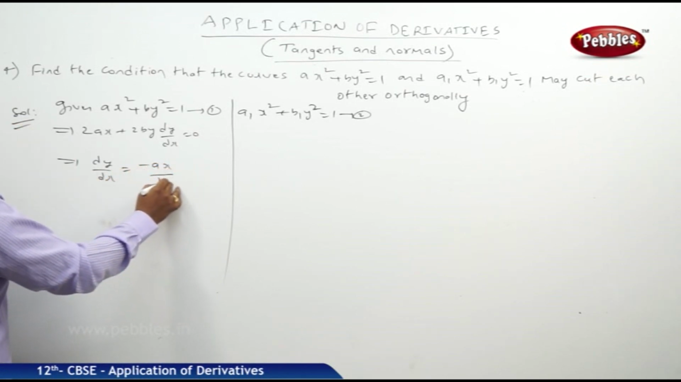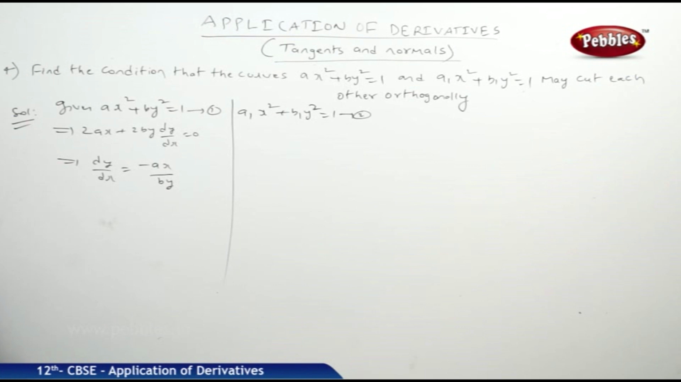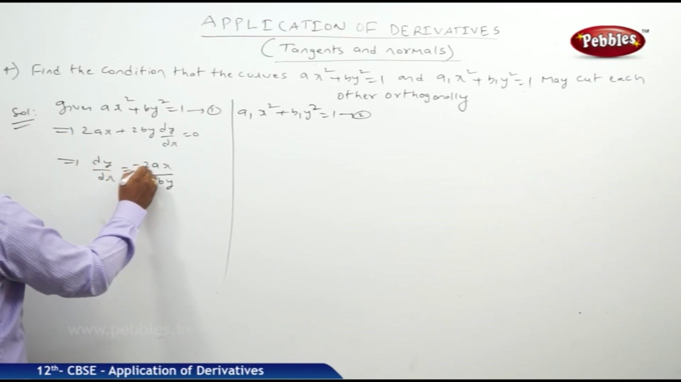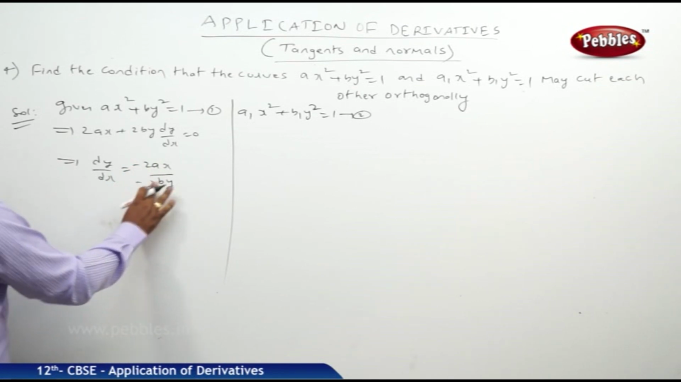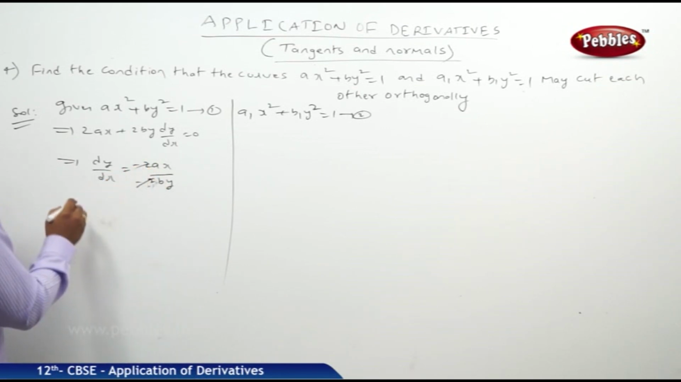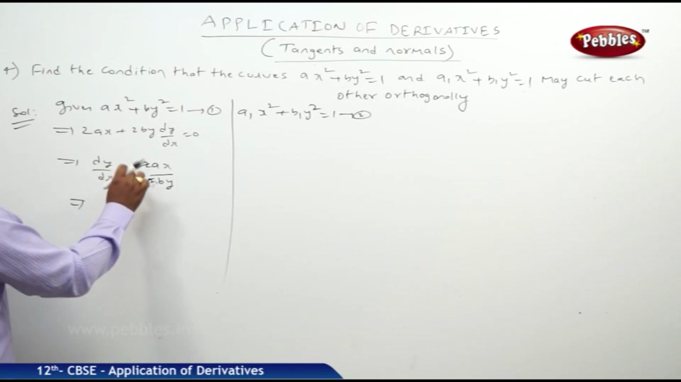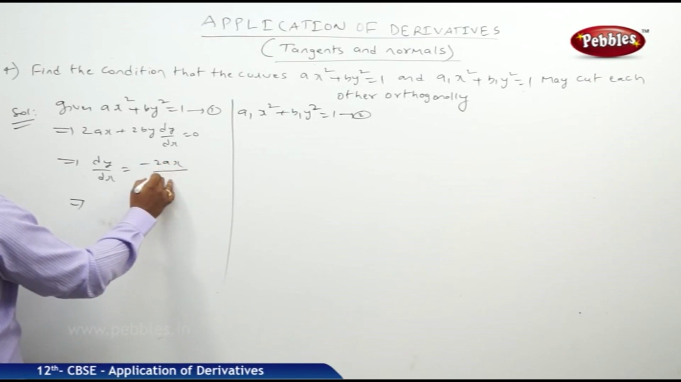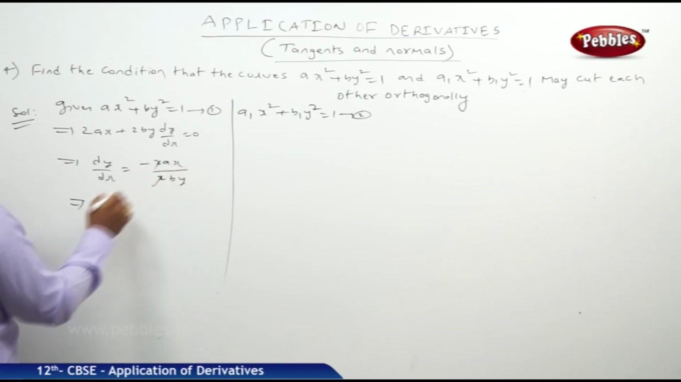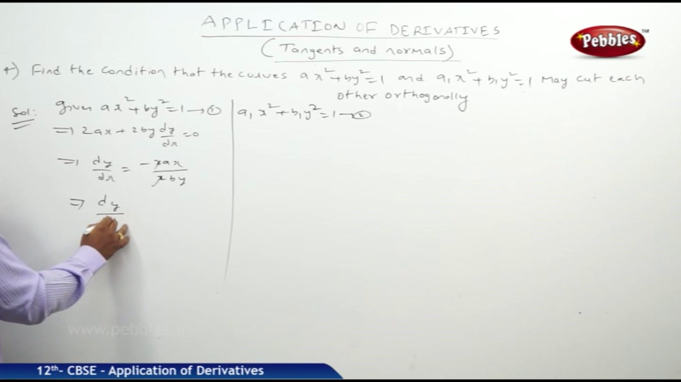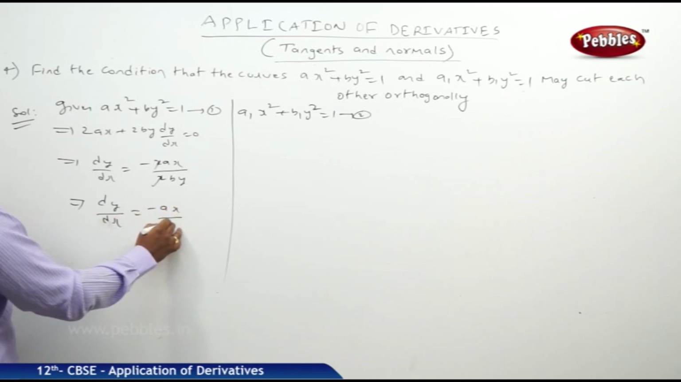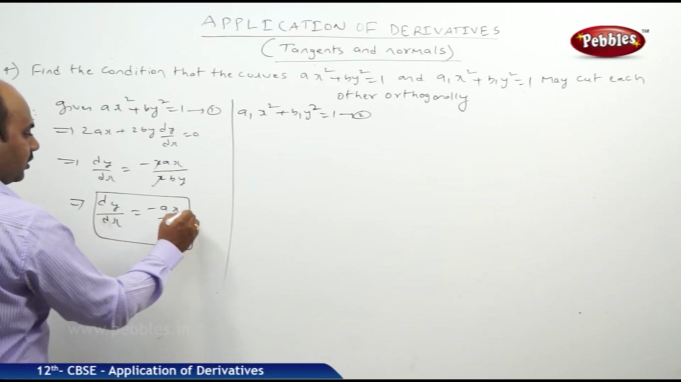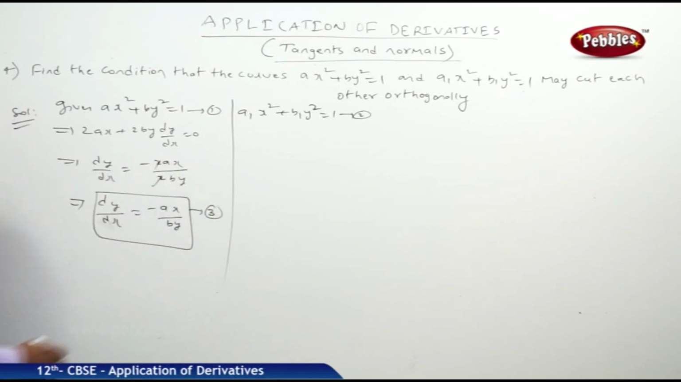So minus ax by by, right? Because 2 will be getting cancelled. If you want, I will write another step. That is equal to minus 2ax by minus 2by. Minus 2 will be getting cancelled. Sorry, once again, going to that side, minus 2ax by 2by. 2 will be getting cancelled. So finally what remains? dy by dx is equal to minus ax by by. I will keep this in a box and I will give it number 3.